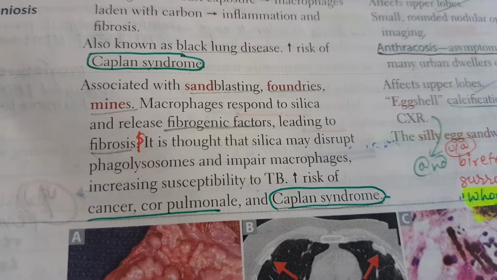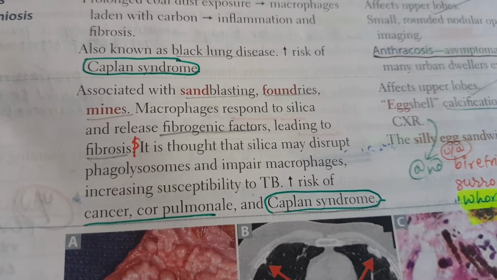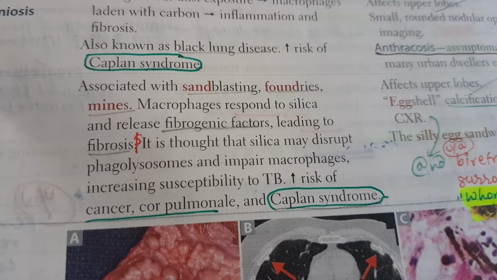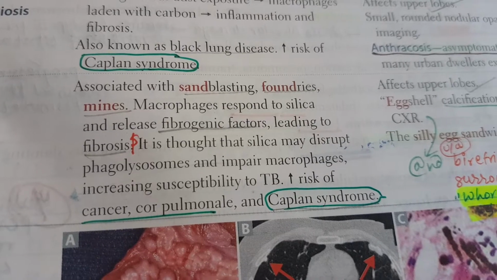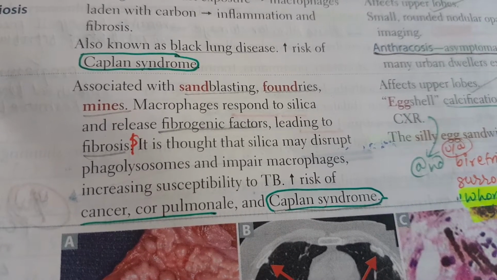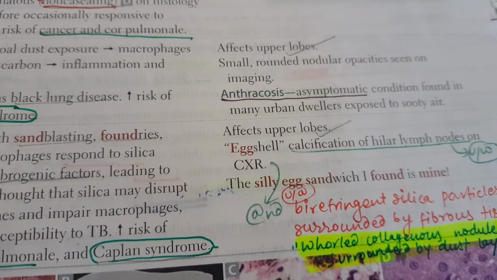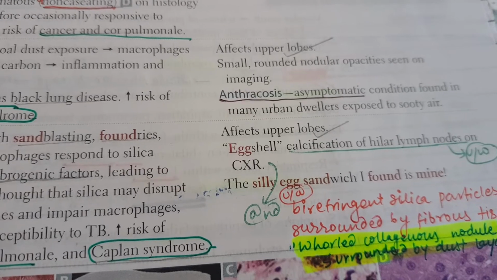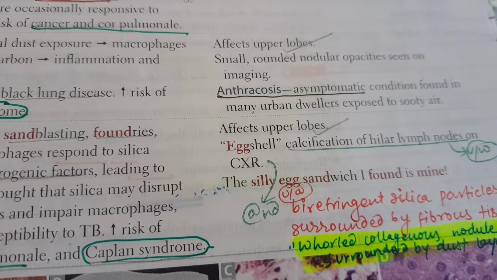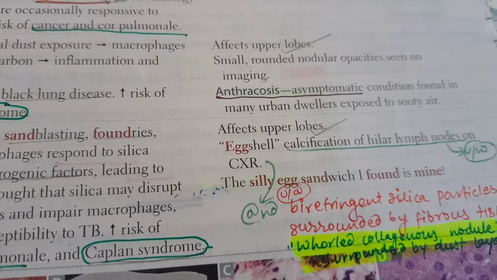And one very important point, it can increase the susceptibility to TB by disrupting the phagolysosome and impairing the macrophages. So basically it will not lead to the formation of phagolysosome and also will paralyze the macrophages, right? It affects the upper lobe, because only asbestosis affects the base, but all other pneumoconioses will generally affect the upper lobes, right?